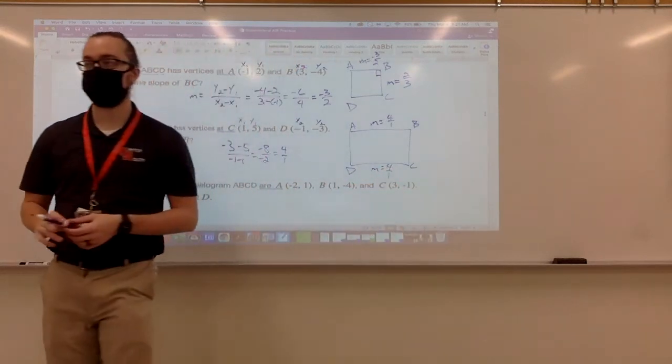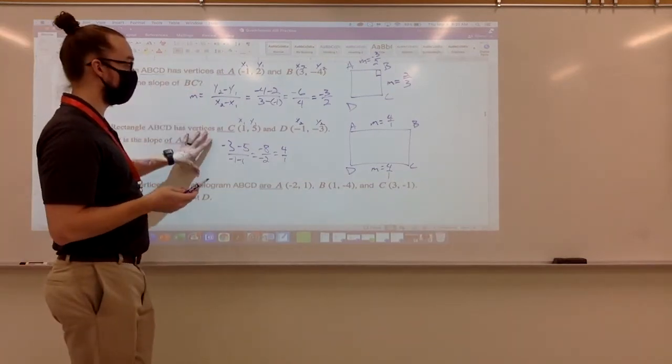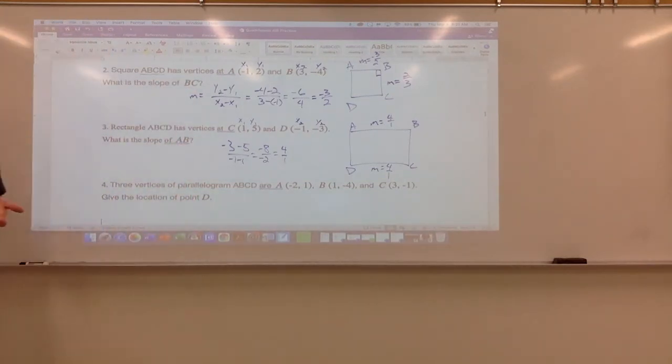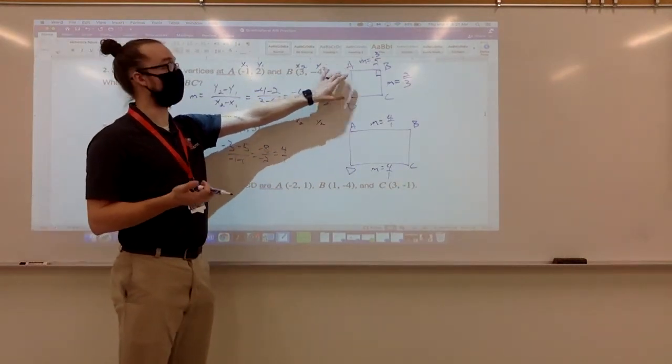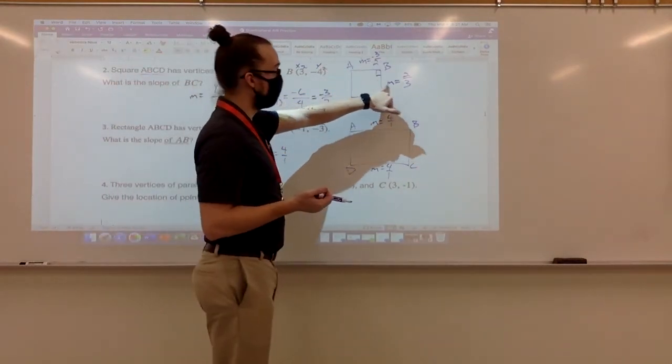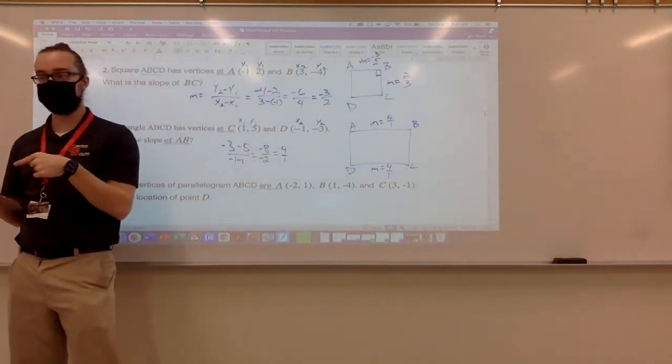Right? So in a problem like this, and there will be problems like this on the test on Monday as well, make sure that you sketch out a situation real quick. If it's asking for a consecutive side in a square or rectangle, we know it's opposite reciprocal slopes.